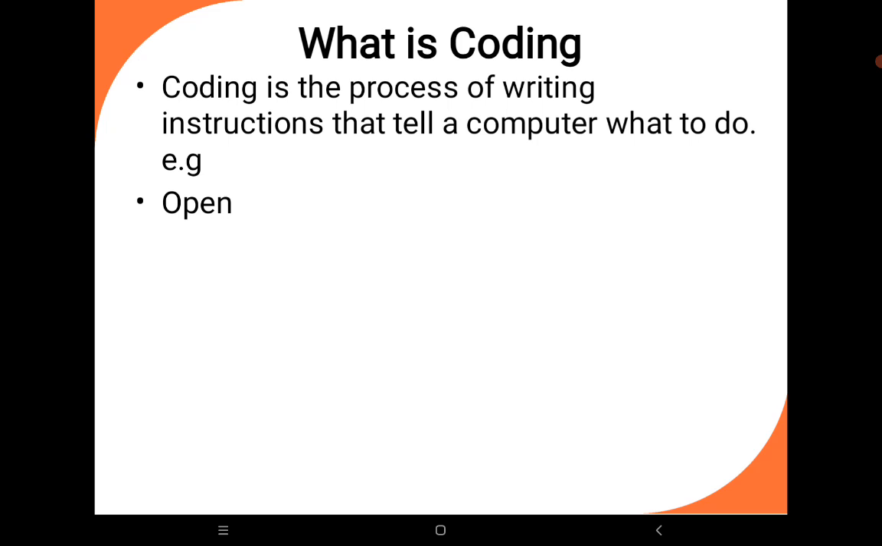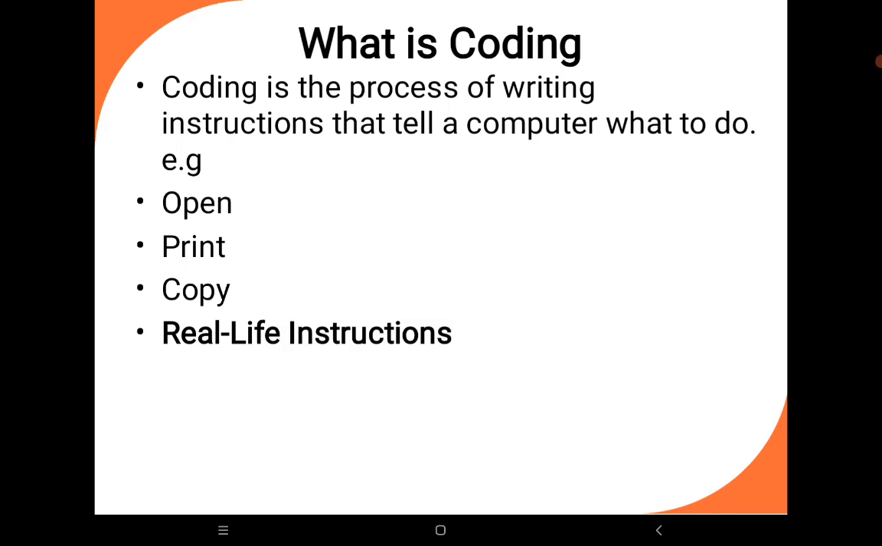Example, open. When you tap an icon on your phone, the application will open. That means it is an instruction that your phone listens to and it opens. When we want to print using our computer, we can press Ctrl P. That Ctrl P was an instruction coded by a programmer. Also, when we want to copy, the same. All these are instructions that the computer listens to and understands. All these instructions were created by a developer or a programmer.